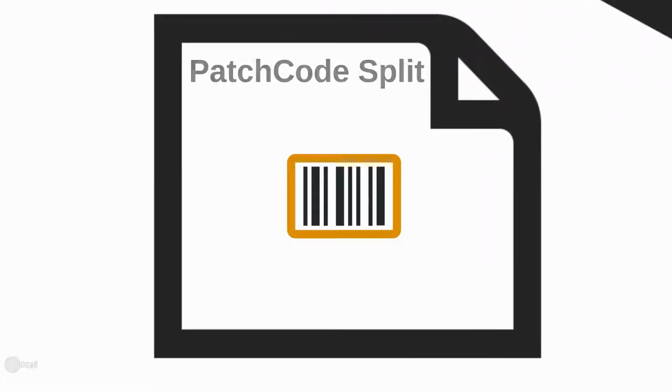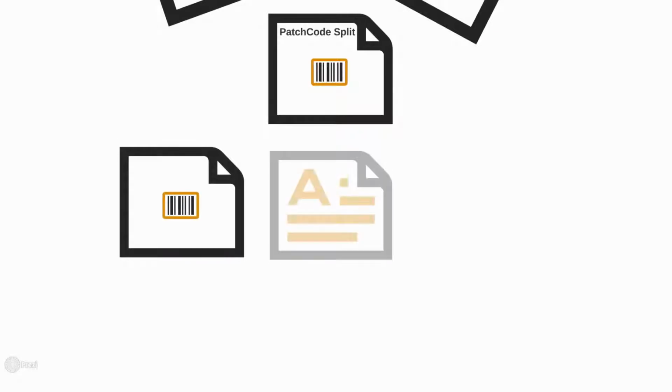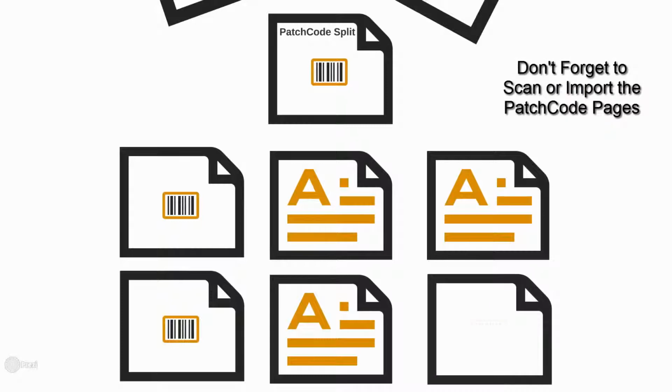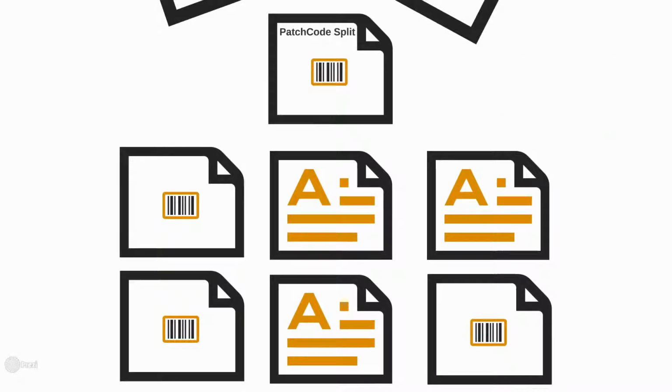We can also use PatchCode pages. Every time ChronoScan reads a PatchCode page, it will split the documents for us. You just have to remember to scan or import the patch code pages on the right places.